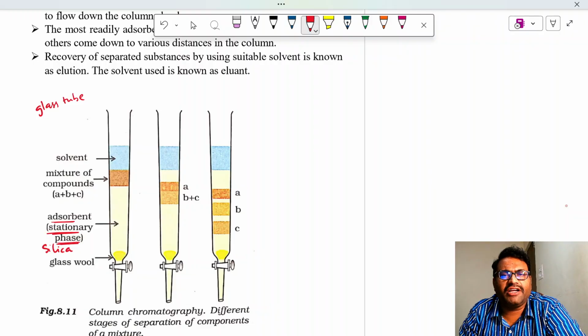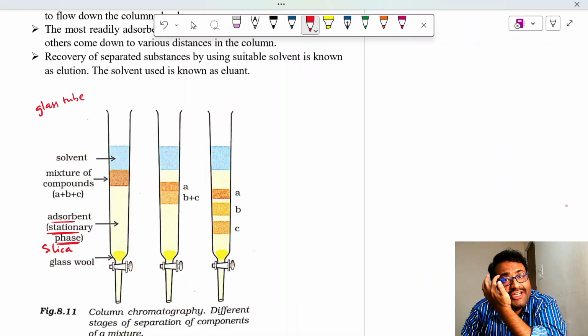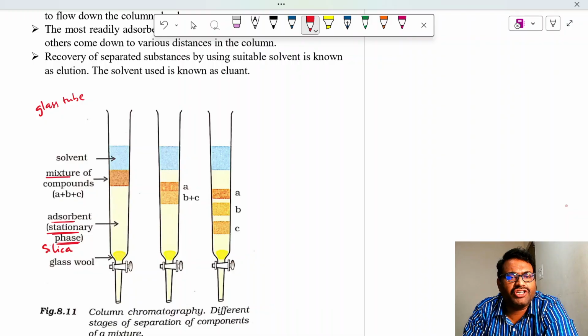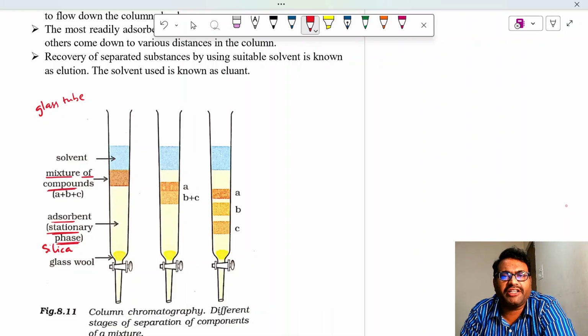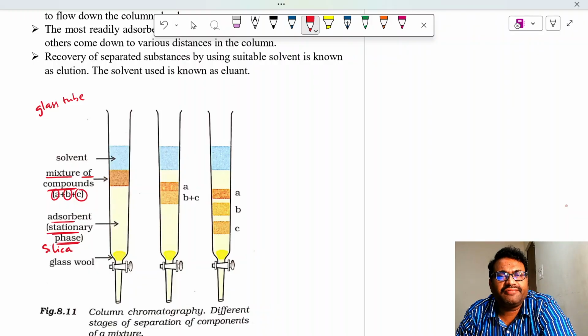Now you want to separate a mixture. It contains three components. You are seeing here a mixture of compounds which you need to separate. What are those? A, B, C, for example. Three components are there. They are mixed. Now you have to separate them. That mixture which is to be separated is kept over the stationary phase at the top.